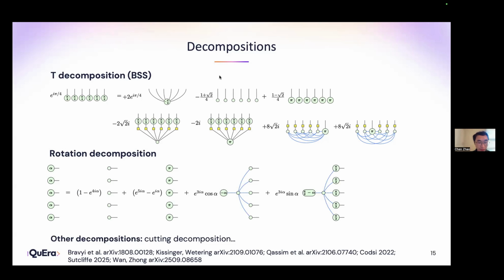And there are many other decompositions, such as the cutting decomposition, which basically can reduce the number of T terms based on the circuit structure we are simulating. And this step will become the bottleneck of the simulation. If you can find a decomposition which significantly reduces the number of terms you need to simulate, then the simulation time will be much faster.